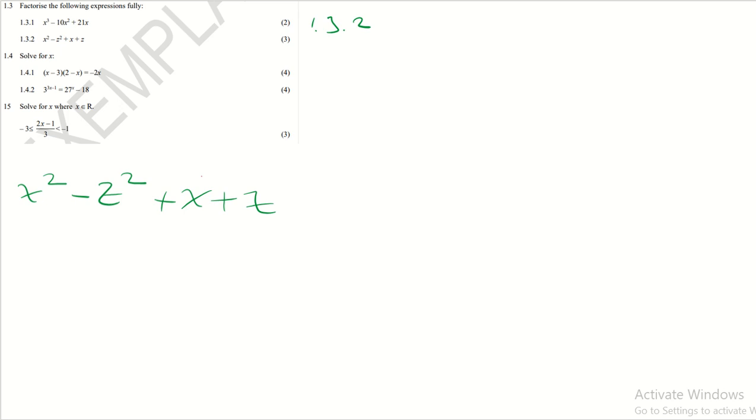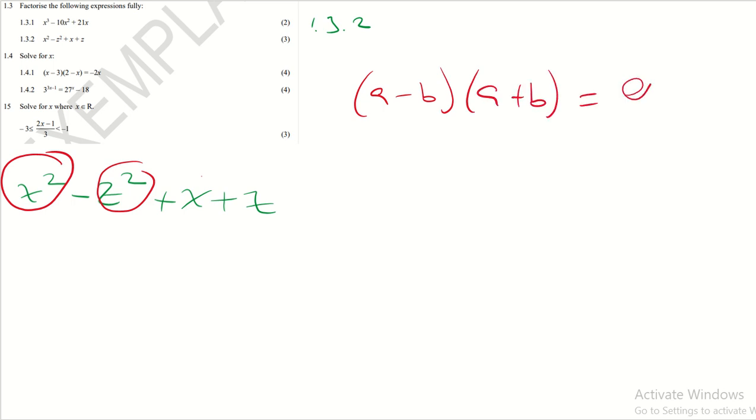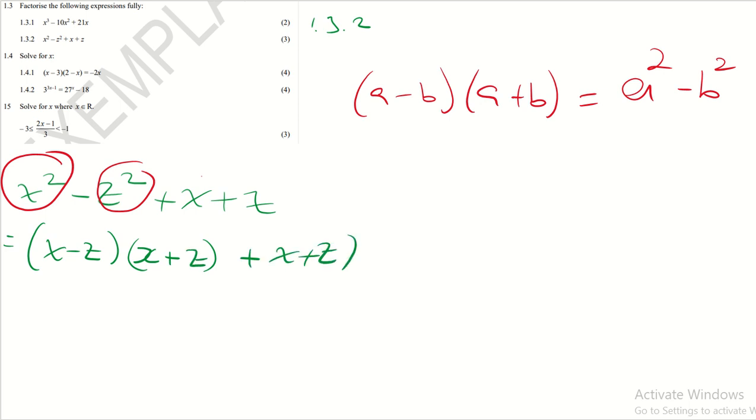I'm seeing something. I'm seeing a difference of two squares. Look at this and look at this. Remember, if you have a minus b times a plus b, then this ends up to be a squared minus b squared, which is a difference of two squares. So this right here is equal to x minus z, then x plus z, plus x plus z.